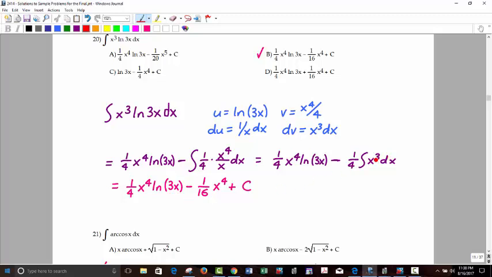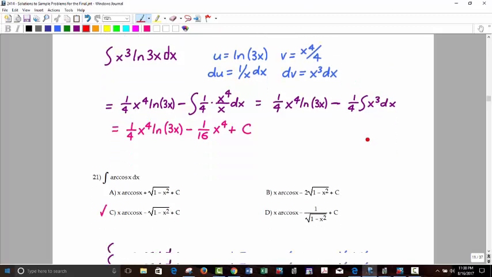So that would be antiderivative x cubed, of course, would be x to the 4 over 4. So you have a 1/4 and another 1/4, which makes it 1/16 x to the fourth plus c, along with the first part. So it's clearly answer B. All right, not too bad.